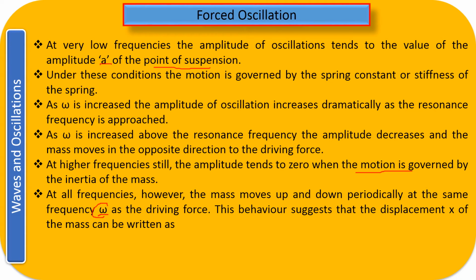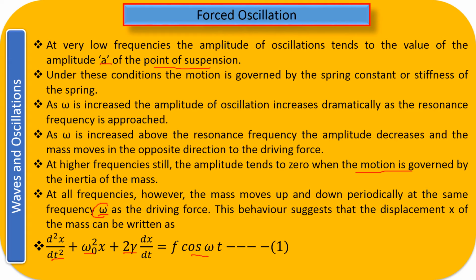This behavior suggests that the displacement x of the mass can be written as d square x upon dt square plus 2 gamma dx upon dt plus omega naught square x, where omega naught square is k by m, equal to f cos omega t. What we require is to solve this differential equation and find the value of x. Its general solution can be given as x equal to a e power alpha t, or a sin omega t plus phi, or a cos omega t plus phi. You can take any one and solve.